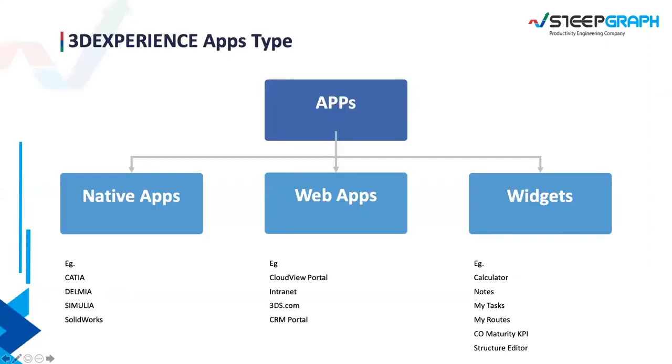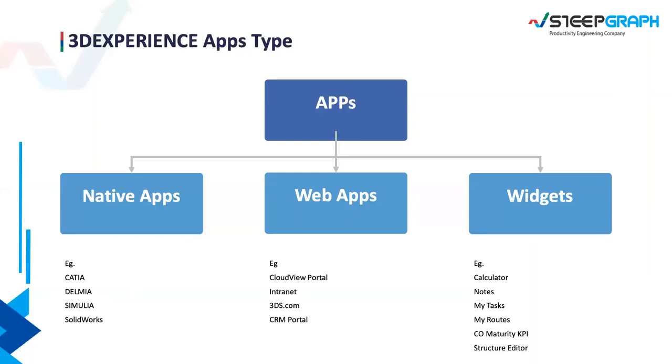So now, if you look at the 3D Experience apps type, in 3D Experience there are 3 kinds of apps, which you see typically below the compass on the left hand side. So there are native apps, web apps, and then widgets. Native apps are something like CATIA, DELMIA, SIMULIA, SolidWorks. These are the native apps. It is more or less like a desktop application. When you click on those apps, it will launch the desktop application, and that's how it works.